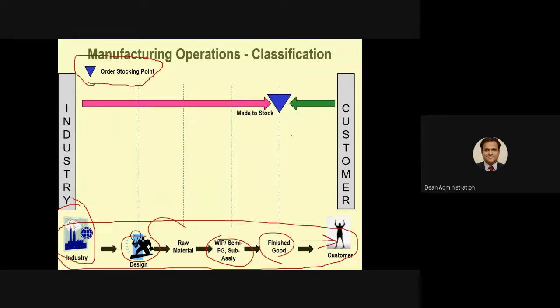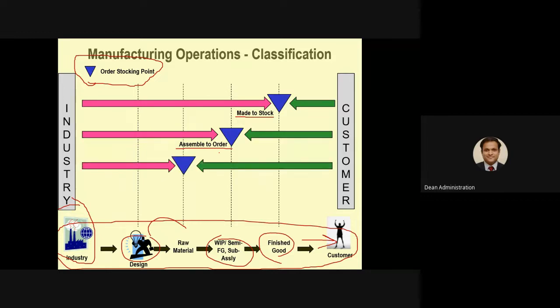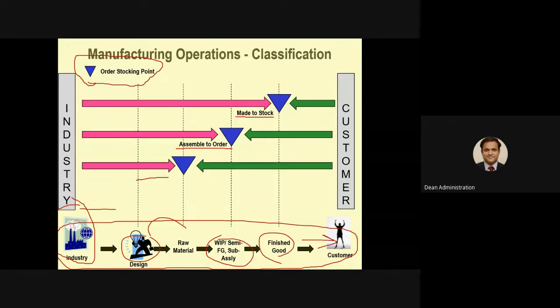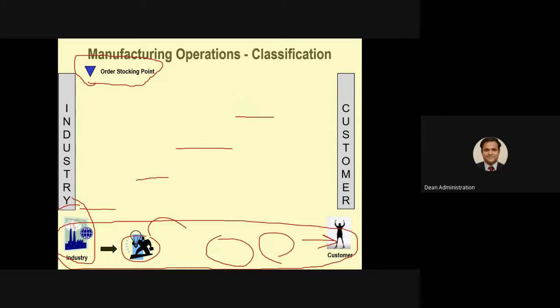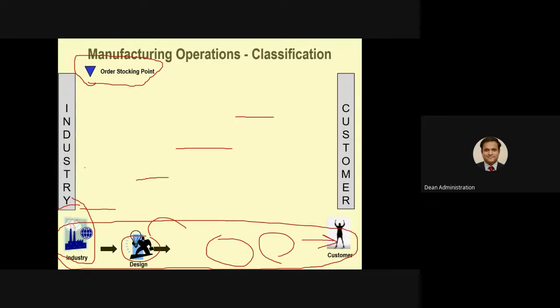Okay, and here we have these four manufacturing operations, which are called made to stock, then assemble to order, this second one. Third one is called make to order. The last one is called engineer to order. Okay, so these are the four types. Now if you see here, I'll keep the annotations in the slide. So these are the four different types that we have seen.